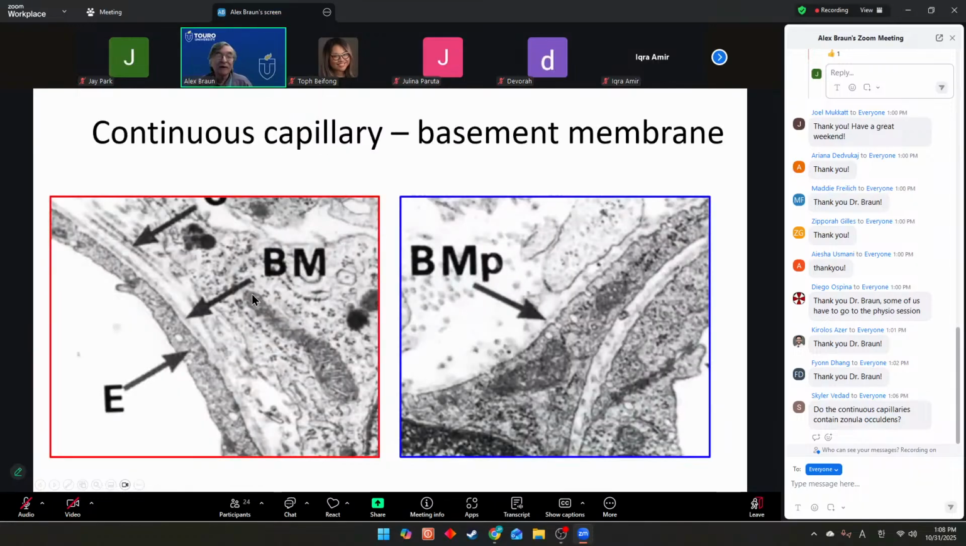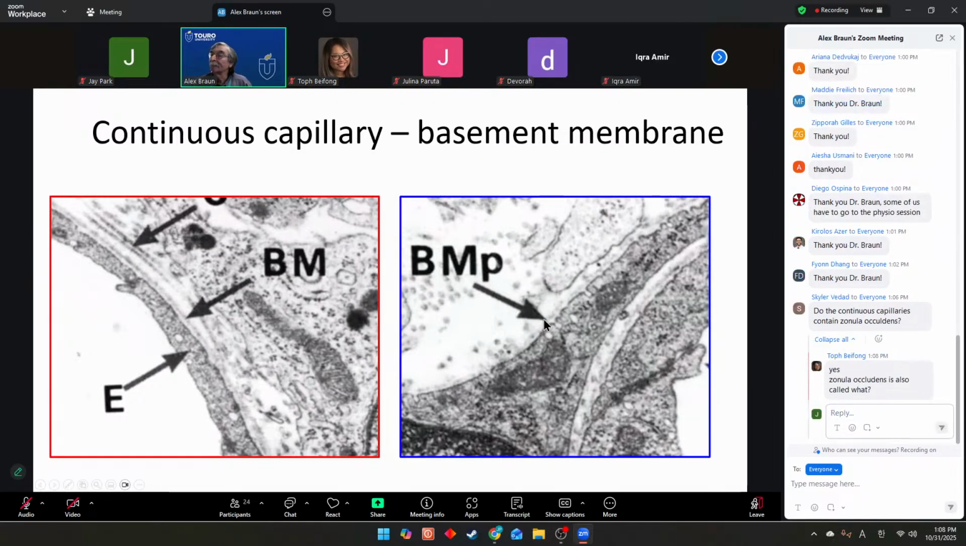Here we see basal lamina. In this particular case, they're labeled BM, basal membrane, but here you see a basal membrane or basal lamina of an endothelial cell on that side, and here you see a basal lamina, basal membrane of a pericyte right there, of a pericyte. P is for pericyte.